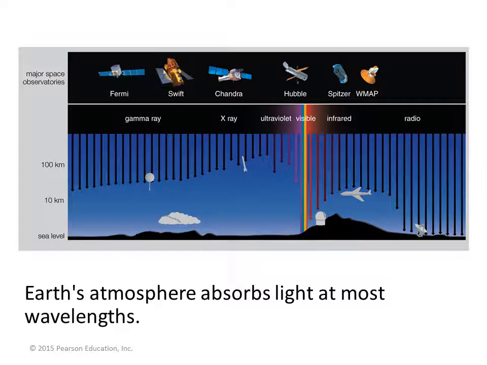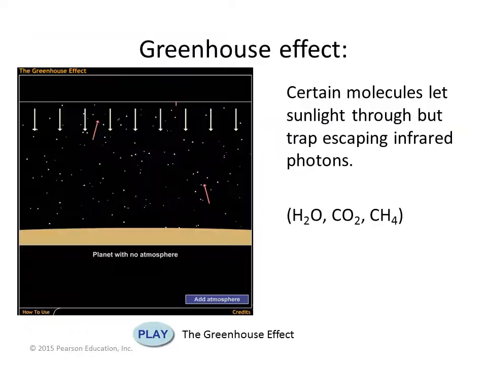So we've seen this picture before, and this just kind of reinforces the idea that the Earth's atmosphere absorbs light at most wavelengths. So whether it's gamma rays or X-rays or infrared or radio waves, there's a certain absorption of those wavelengths. It's visible light and radio waves that actually can reach the surface.